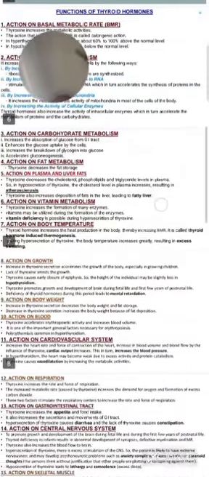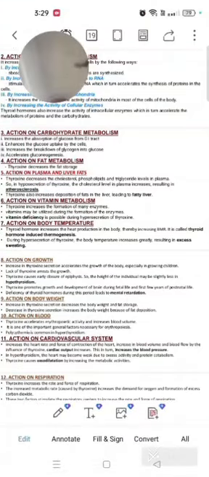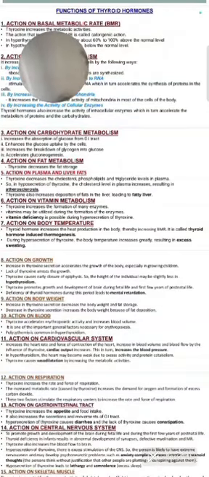The next is action on carbohydrate metabolism. It increases the absorption of glucose, the byproduct of carbohydrate, from the gastrointestinal tract, and it enhances the glucose uptake by the cells. It also increases the breakdown of glycogen into glucose. Glycogen is the excess glucose stored in the form of glycogen.